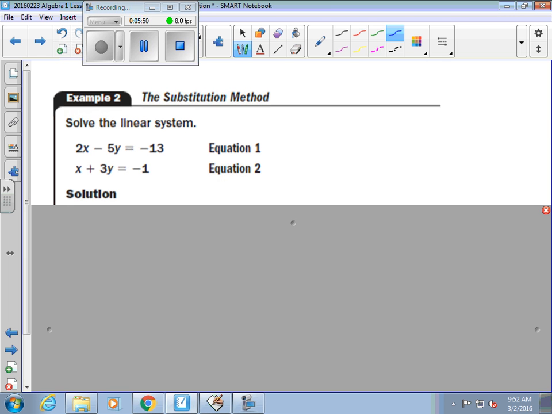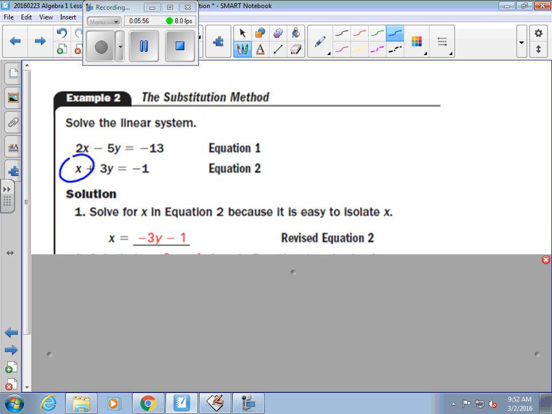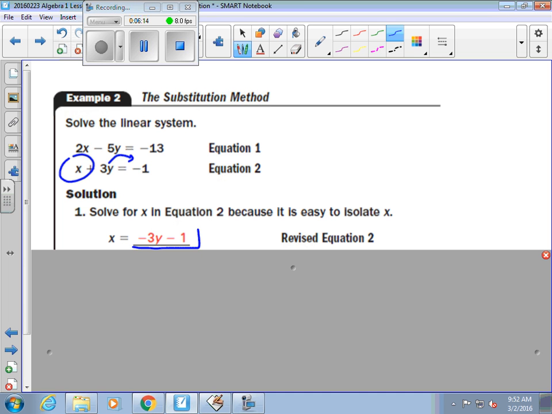This is the only one with a coefficient of 1. So you want to get x by itself in that sense. So solve for x in equation 2 to isolate x. In order to do that, you simply move positive 3y over to the other side by subtracting it on both sides. Now you have x is equal to negative 3y minus 1.